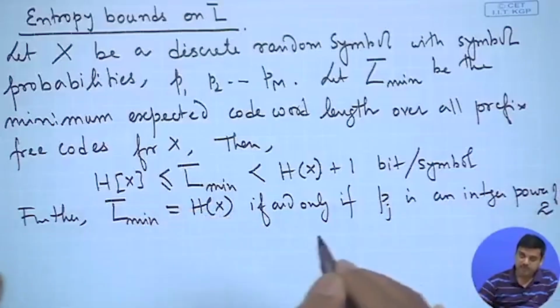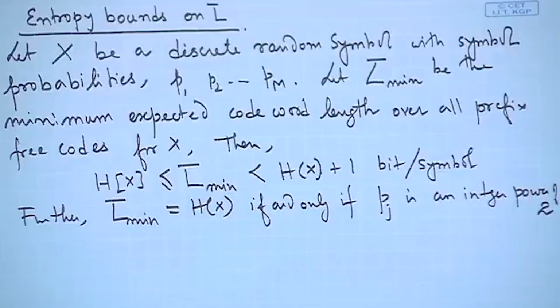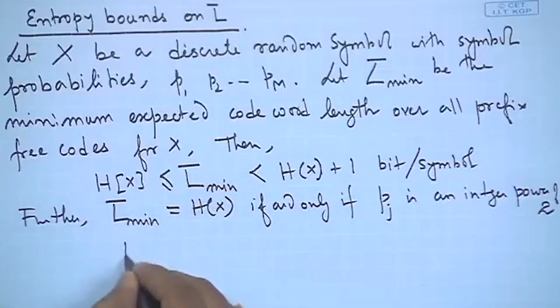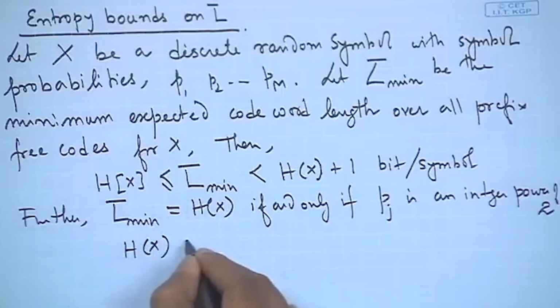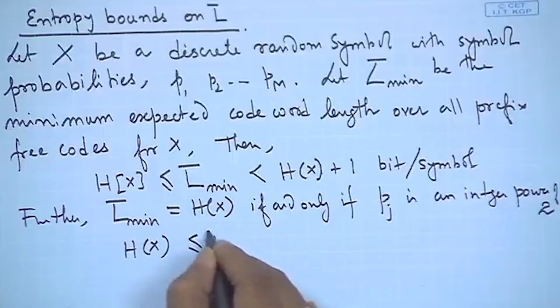This we have already discussed in the previous note that we were writing, and we have also seen that Lj is log base 2 of 1 by Pj. So, if Pj is an integer power of 2, because we are taking log base 2, we are going to get an integer number in the length. So, first we are going to take this part. That means we first will show that H of x is less than or equal to L bar.